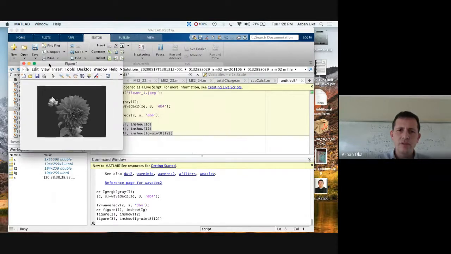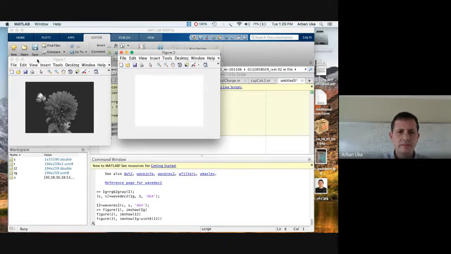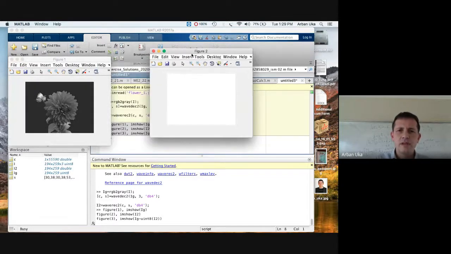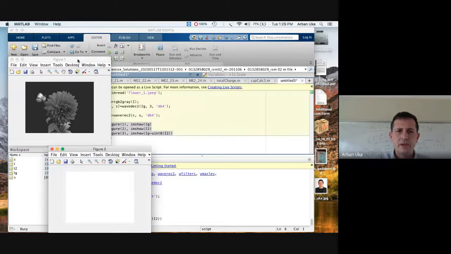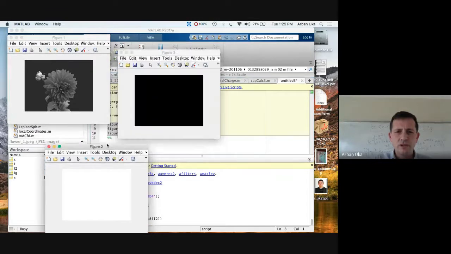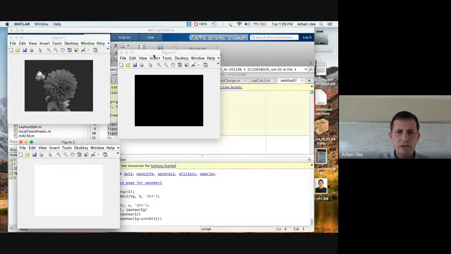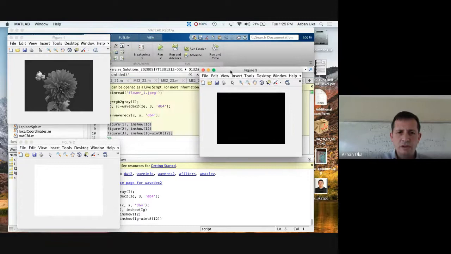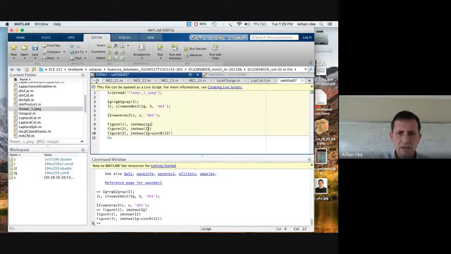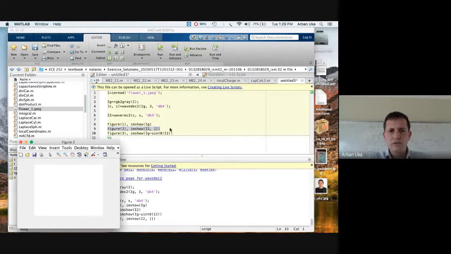Okay, so this is figure 1. This is the second figure, which should be the recomposed image. And this is the third. Actually, the I2, we don't see this one yet, probably because the variable is double type. So if we modify this one a little bit like this, figure 2, which was here.